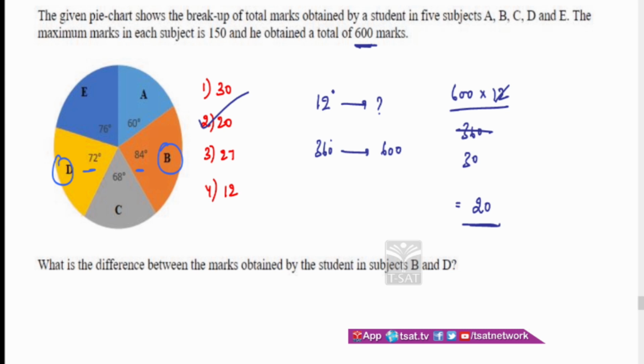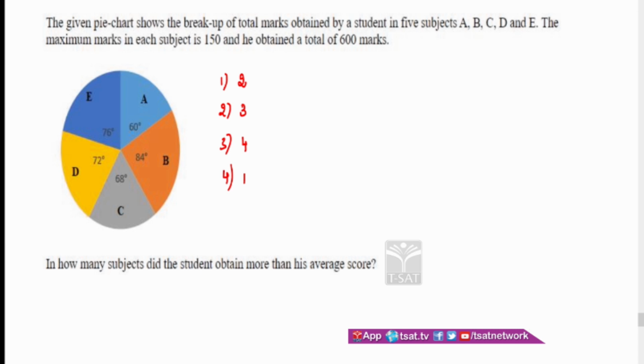So it's a very simple graph. Look at the same graph again. He's asking you in how many subjects did the student obtain more than his average score. So don't find out the average score. Don't do 600 by 5. Just do 360. How many sectors are there? 1, 2, 3, 4, 5 sectors. So average degrees is 72 degrees.